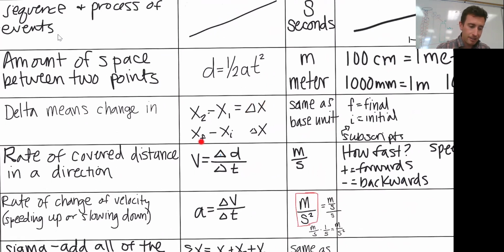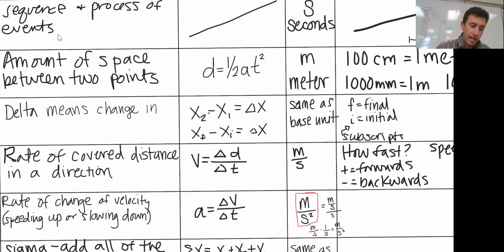Or I could use these little subscripts. So these numbers down low are called subscripts. They're small numbers or letters that go after the variable, and they stand for something. In this case, it's 2, 1. Or in this case, F and I, F stands for final, and I stands for initial. So the change in x could also be equal to the final value minus the initial value.